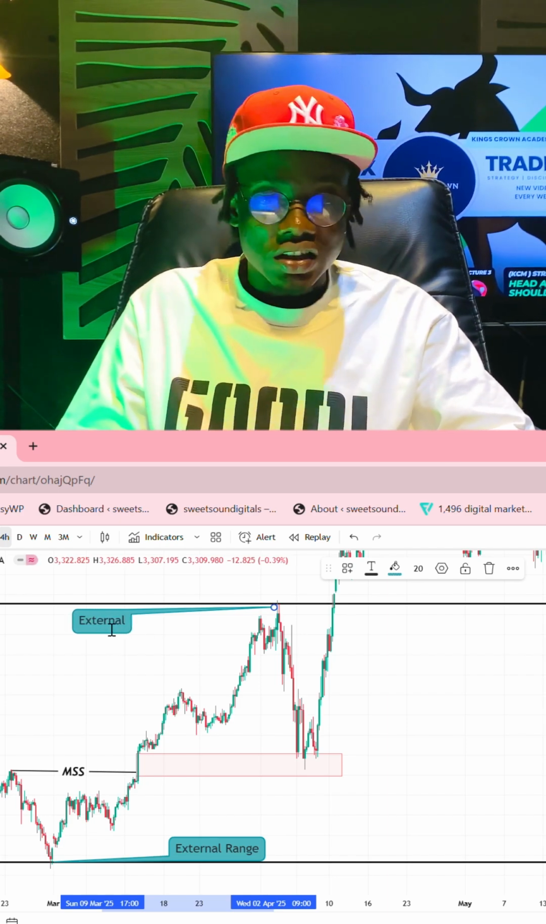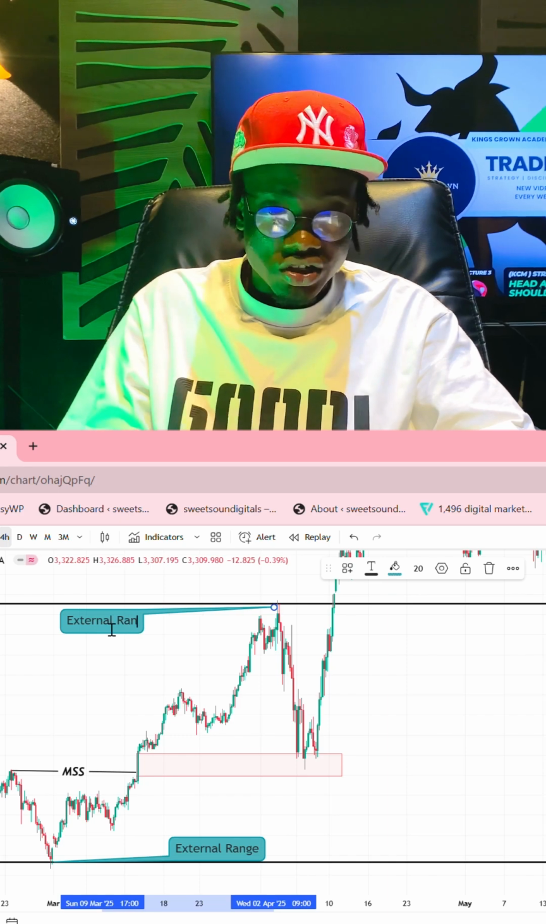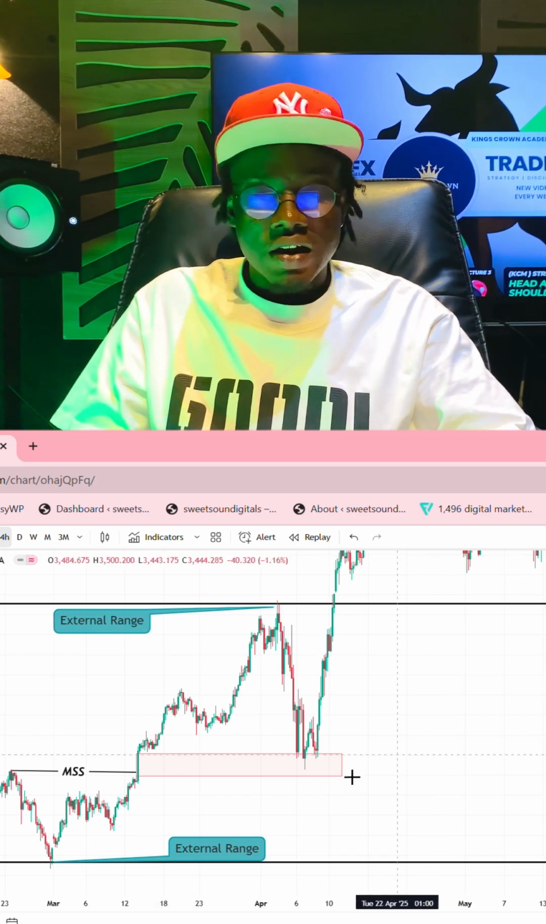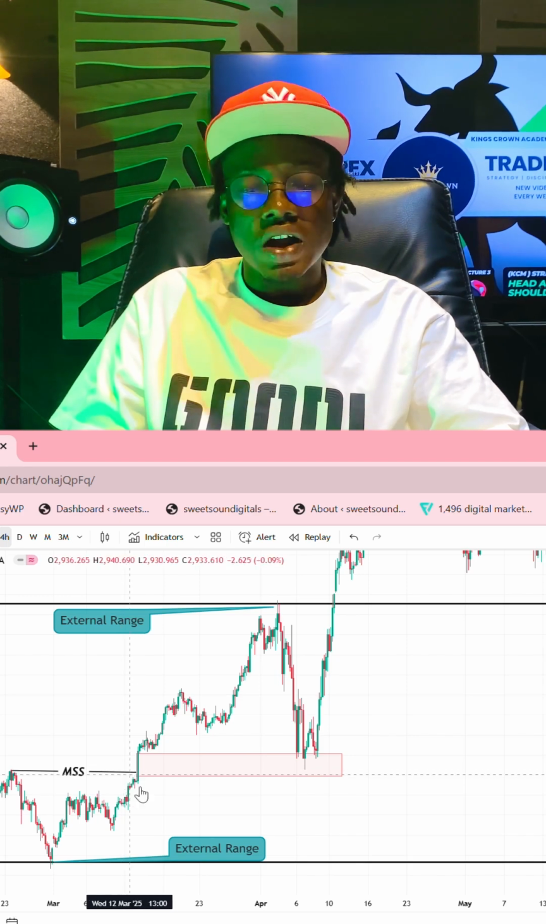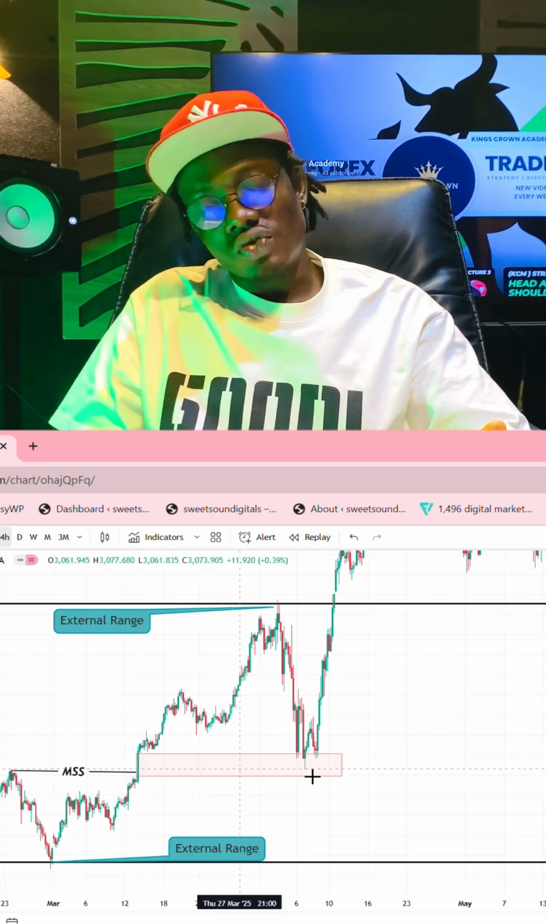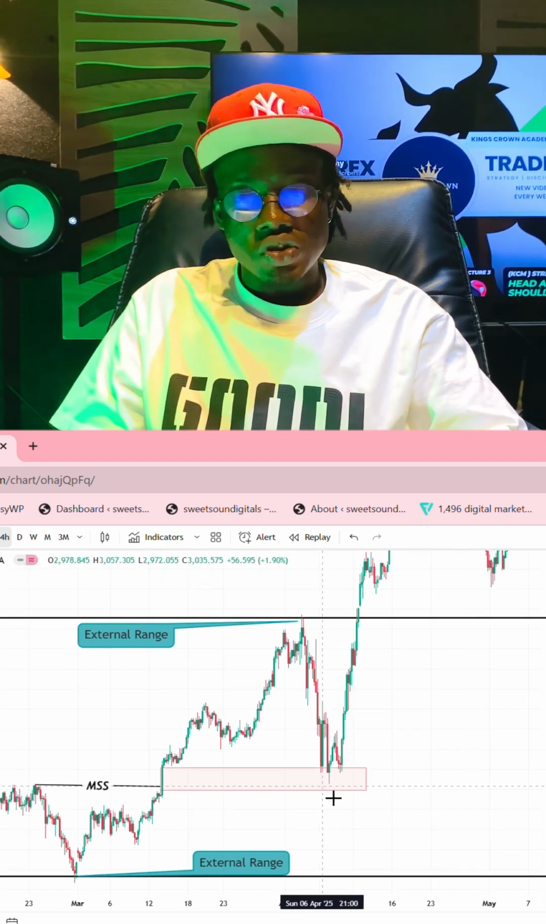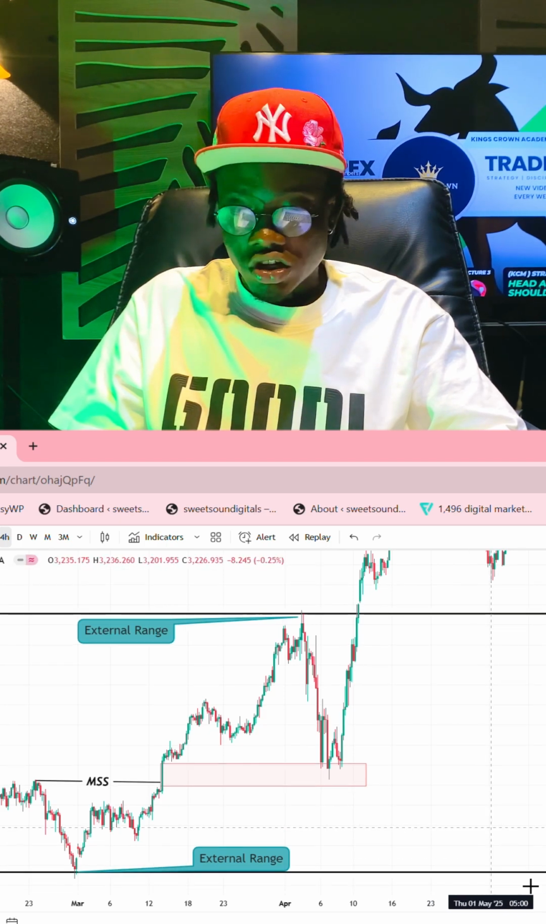Once you come to this chart, all right, external range. Where is the internal range? Find the area where there was a market structure shift or the last break of structure. All right, look for a fair value gap around there, stretch it out. That becomes your POI, which is obviously your internal range.